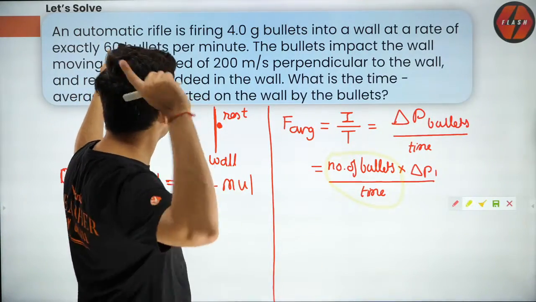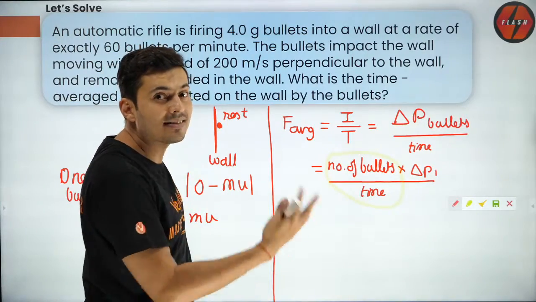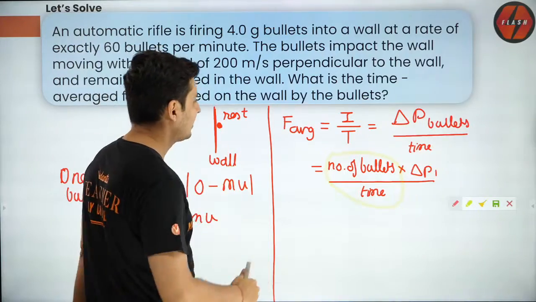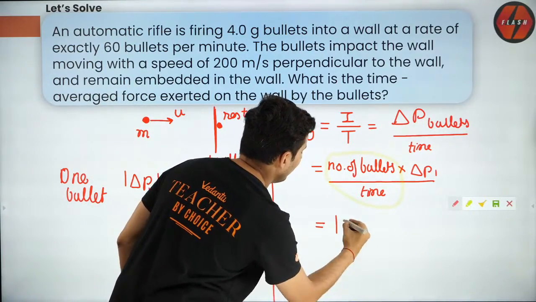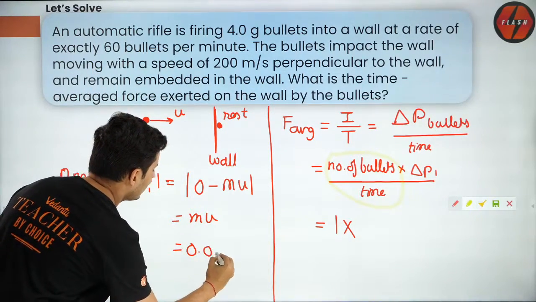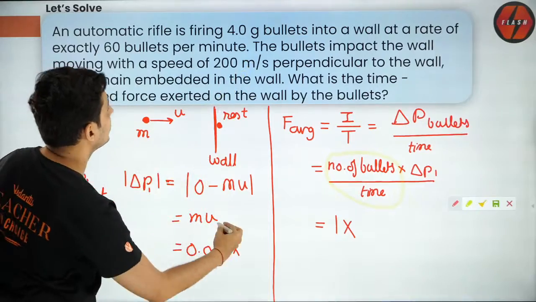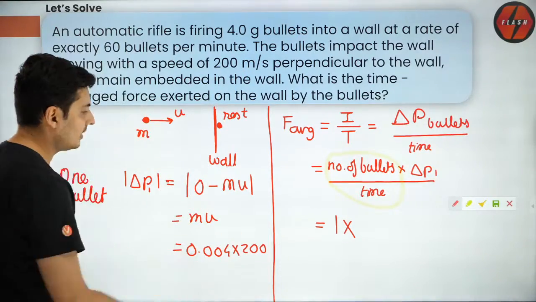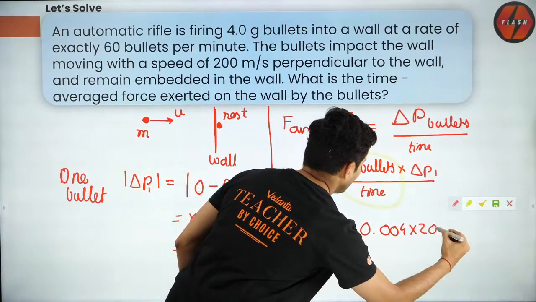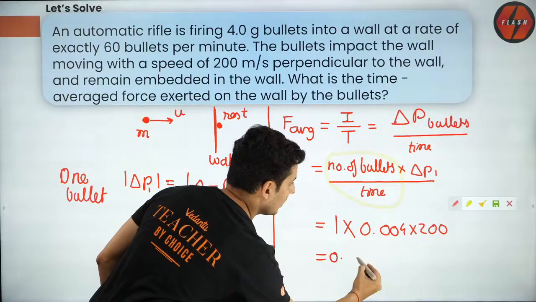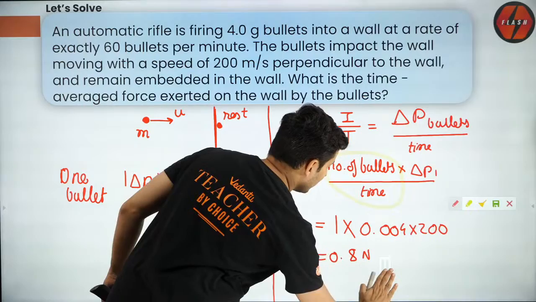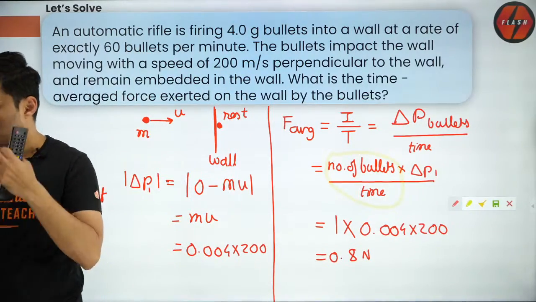And how much is it? 60, but that is per minute. I have to use SI units. So if it is 60 per 60 seconds, it is 1 per second. So this term over here is actually 1. This delta P1, I know what it should be. It will be 0.004 multiplied by u. u is 200. So substitute it over there. 0.004 multiplied by 200, and that is going to give you, I guess, 0.8 Newton second. Just check this out. Oh, sorry, Newton, my bad, not Newton second. Just check this out.